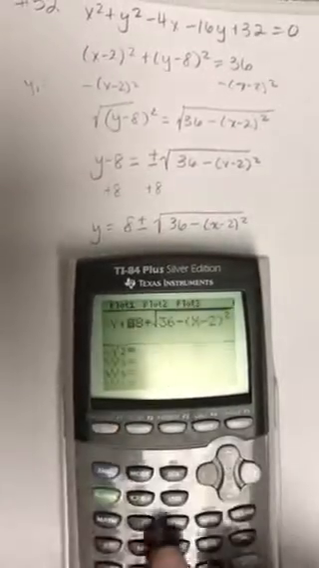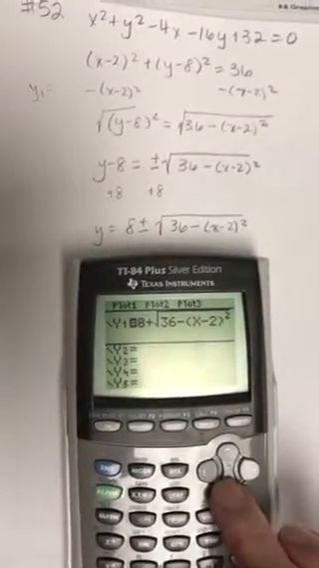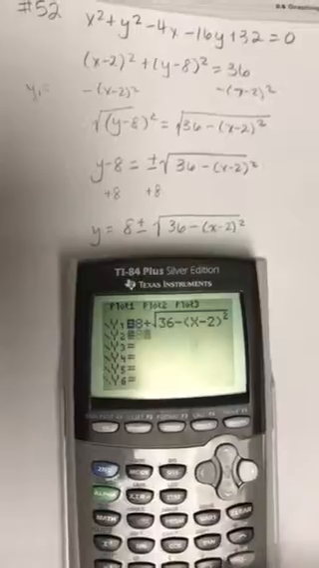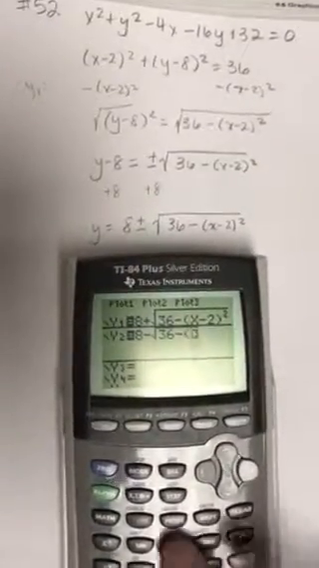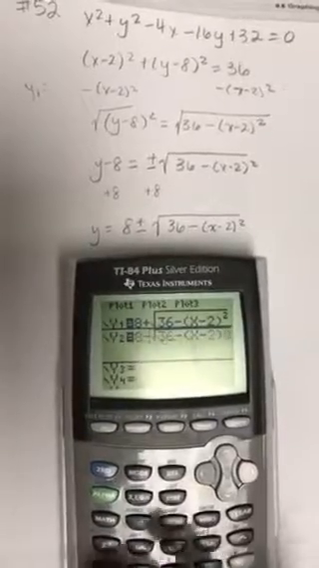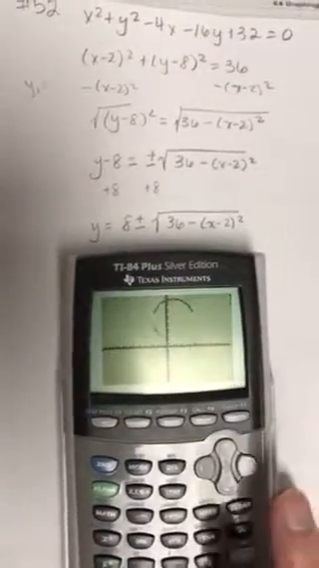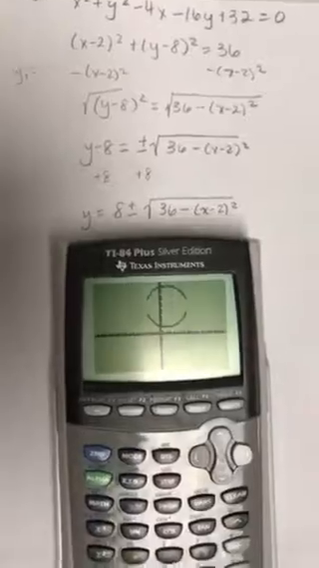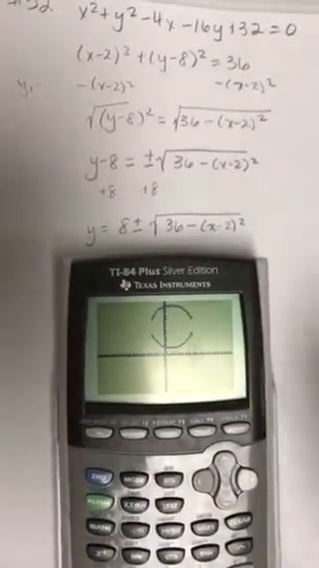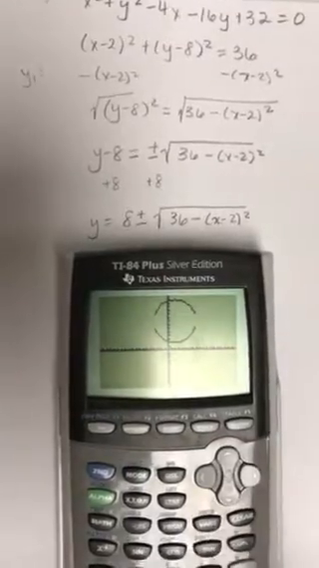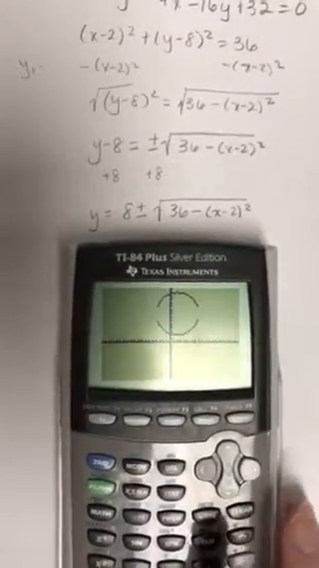So I could go back to y equals and put in the other half of the equation. 8 minus the square root of 36 minus (x minus 2) squared. Graph. That's the bottom half. It looks kind of like it's missing here. That's only because our calculator is not capable of graphing a vertical line. But that is the entirety of the circle.